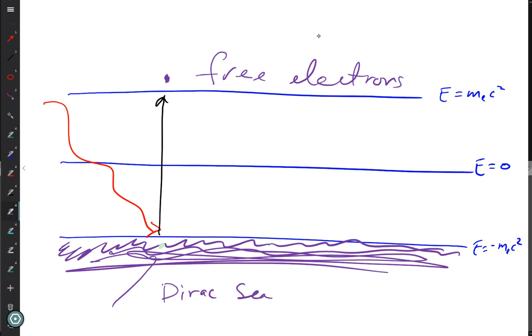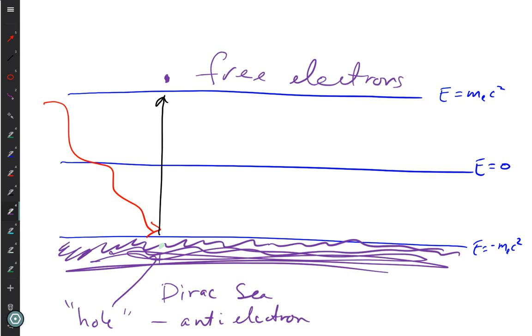And down here we have a hole, which is also called an anti-electron. So the anti-electron is a place where there's a missing electron. And so he posited that that's how pair production occurs. You can have a photon that is absorbed and produces an electron and a positron. Another name for anti-electron is positron. And these are two particles that if they meet, they annihilate.